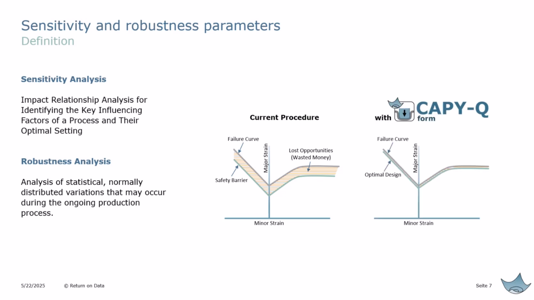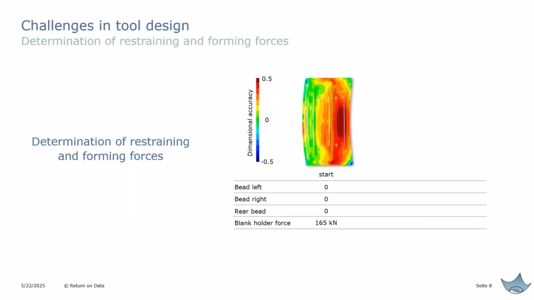So what does CAPY-Q do? CAPY-Q is reducing this gap between the safety barrier and the failure curve. We are checking for the optimal design. Now let's go a little bit more into the detail. What are the core advantages or the use for you?